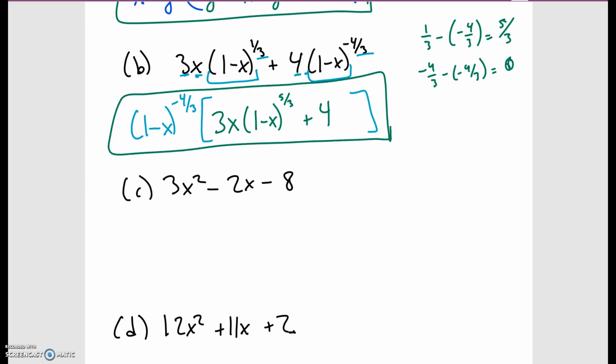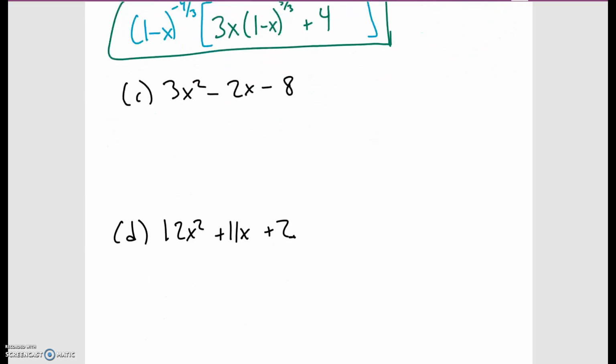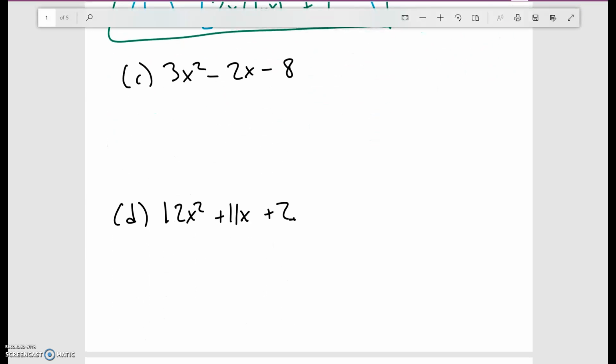Okay. So now for this problem, we have 3x squared minus 2x minus 8. The first thing that I'm going to do is multiply this 3 and this negative 8 together. So 3 times negative 8 gives me negative 24.